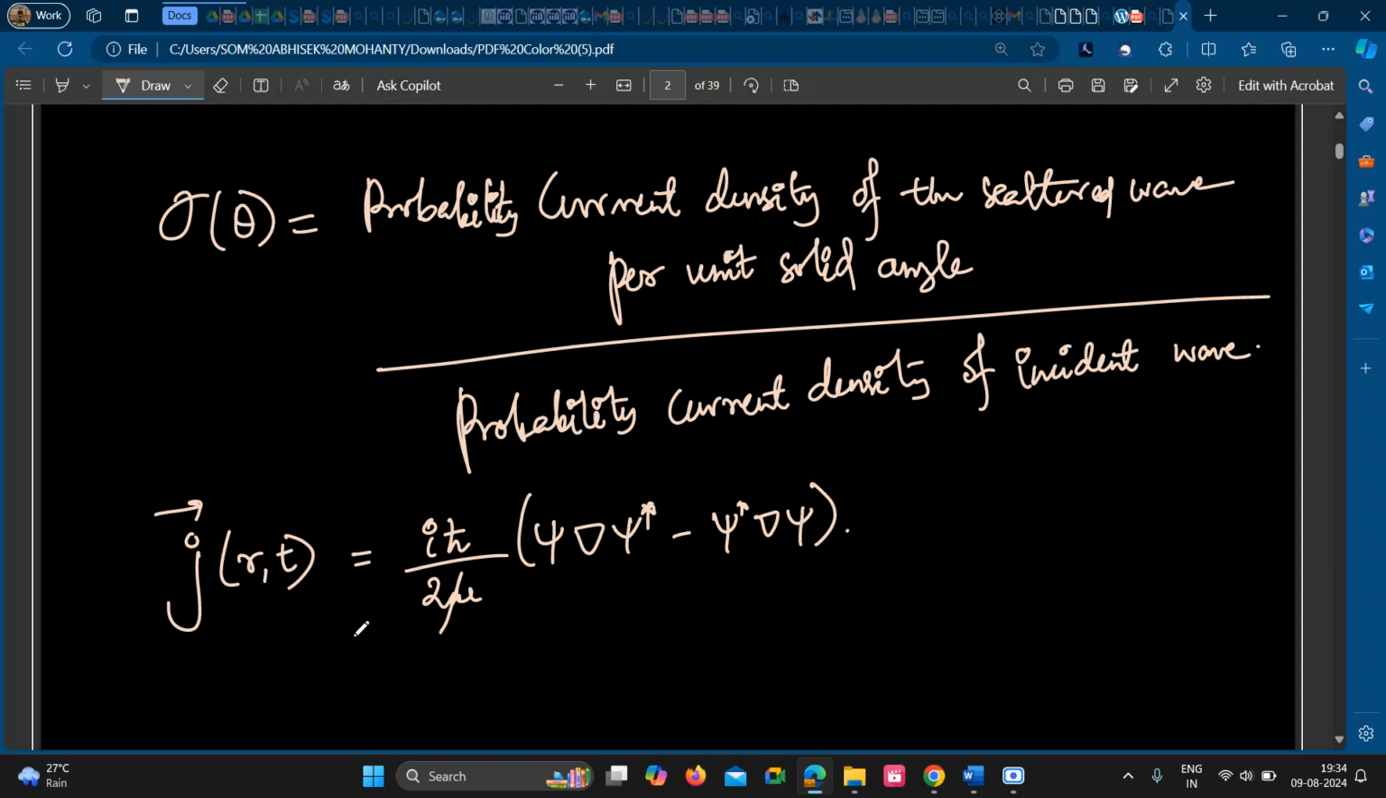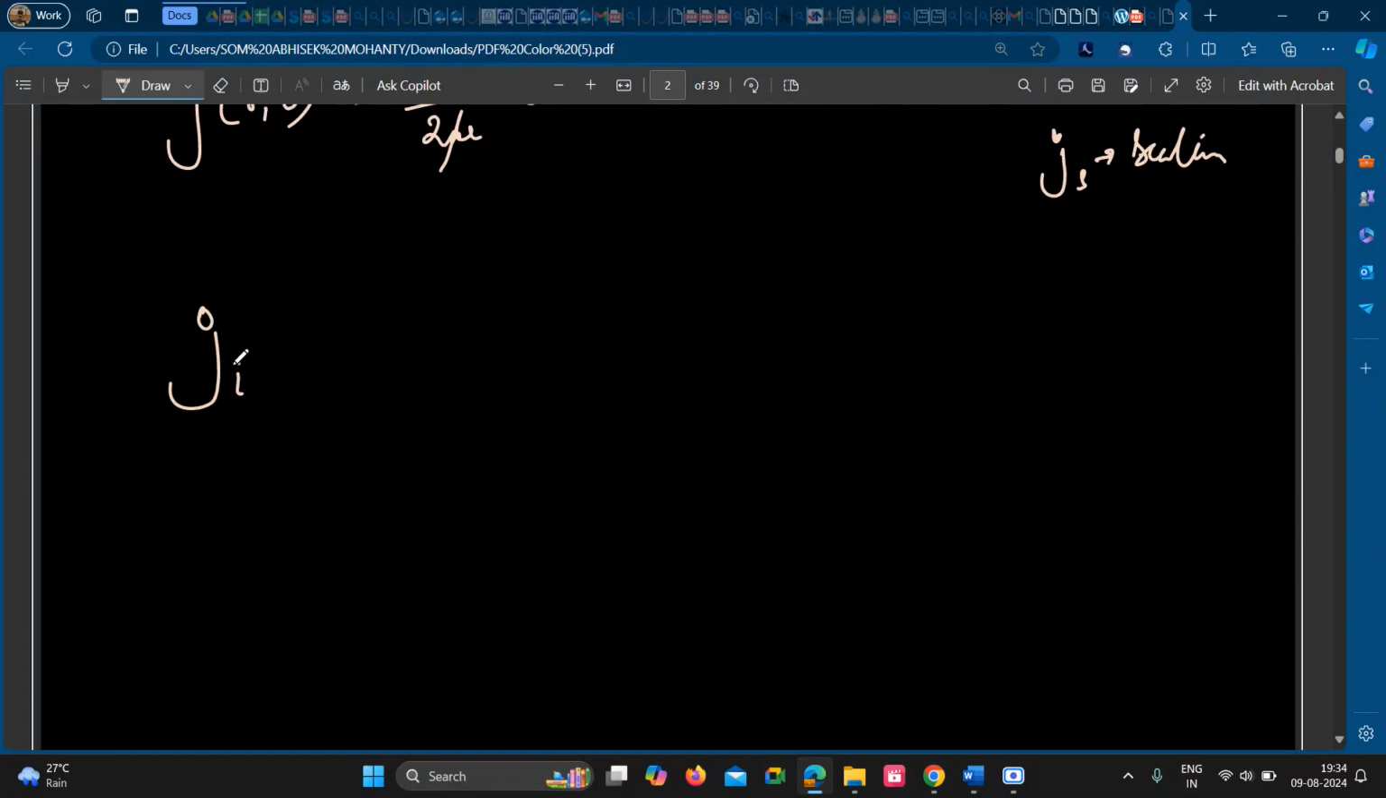If J(r,t) is calculated with the given wave function, we get interference terms between the incident and scattered waves. But in the experimental arrangements, these don't appear. So we calculate the incident and scattered probability current densities separately, that is Ji, the incident probability current density, and Js, the scattered probability current density. So first I will calculate the incident probability current density, Ji.